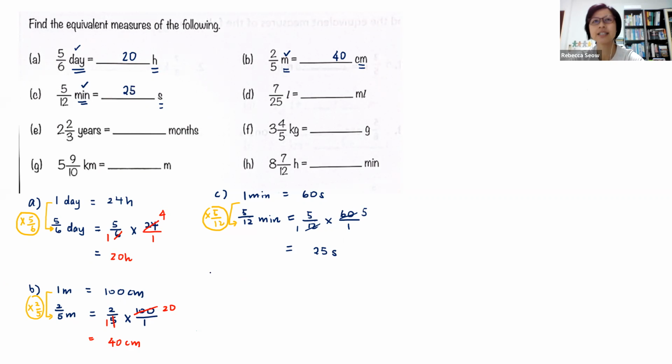25 seconds. Let's move on to D. So D, I'm looking at the conversion between liters and milliliters. So 1 liter equals 1,000 milliliters. Instead of 1, I'm replacing it with 7 out of 25 liters. So on the right hand side, I take 7 out of 25, multiply by 1,000.